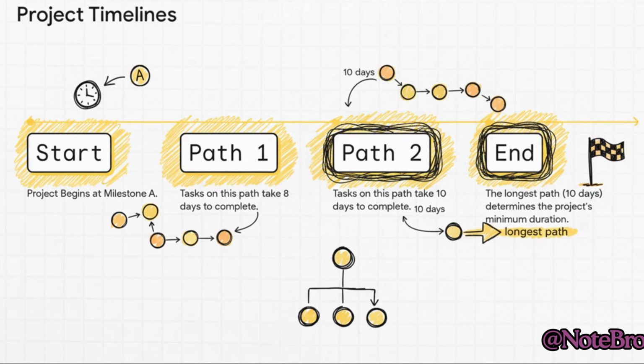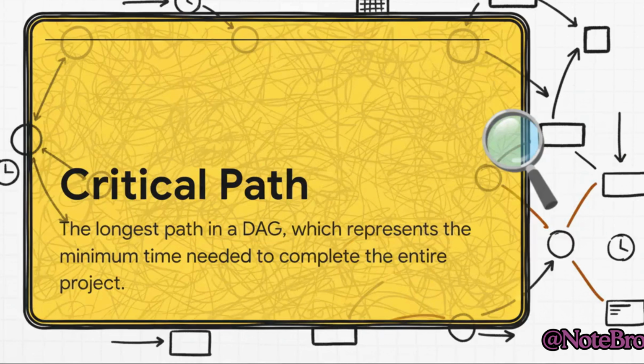Now, by mapping out a project this way, managers can find the longest path through the graph, from the very start to the very end. And notice in this example, the total time isn't just adding up all the tasks. It's the longest chain of dependent tasks that actually determines how long the whole project will take. And that longest path has a special name. It's called the critical path. It's the sequence of tasks that has absolutely zero slack, zero wiggle room.